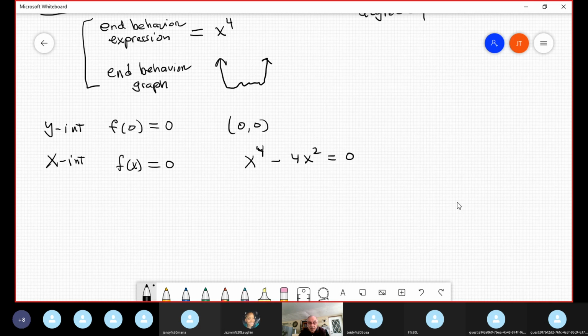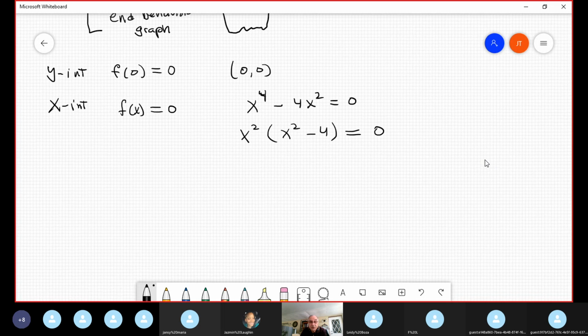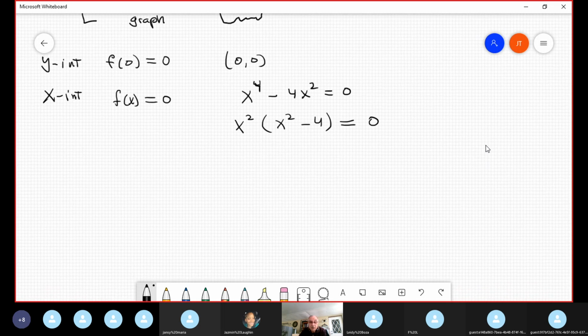Now, factorization: the greatest common factor is x squared, leaving x squared minus 4. And we apply now again the difference of squares. So the factorization is x squared, open parentheses, x minus 2, x plus 2, equal to 0.